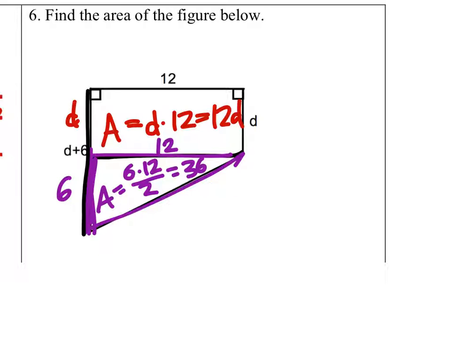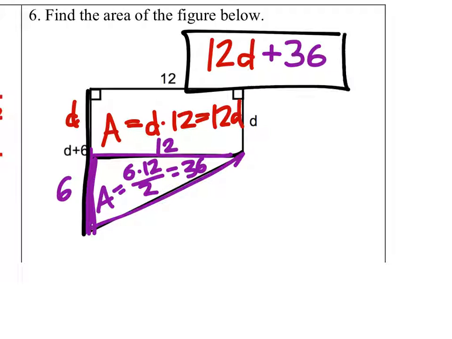So the area of the rectangle is 12d, and the area of the triangle is 36. So that would be the full area in units of this shape. Sorry, thank you. Units squared, that's better.